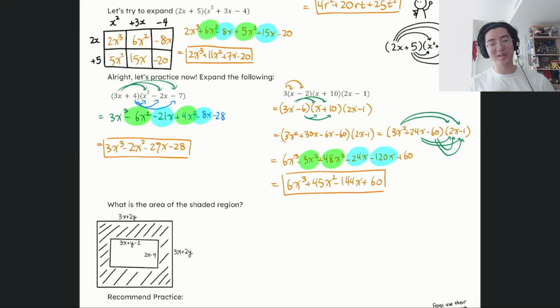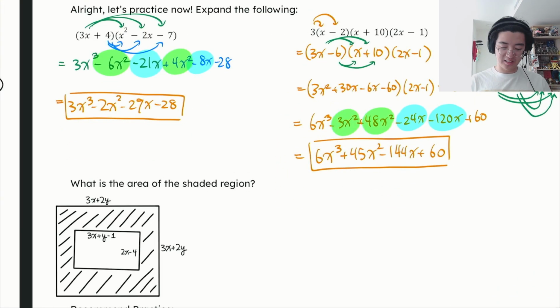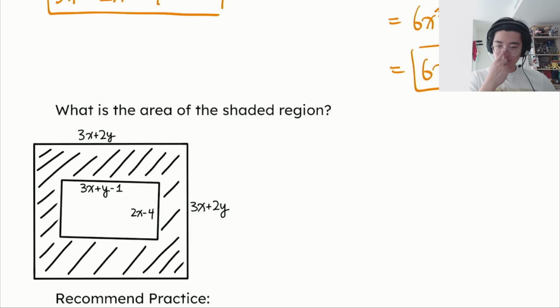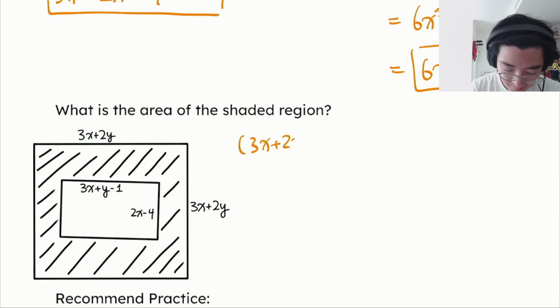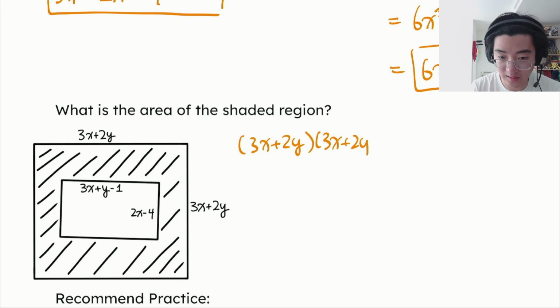Okay, now let's do more. What's the area of the shaded region? Alright, so here, to find the area of the shaded region, we can find the area of the big one, and then subtract it by the area of the small one. So the area of the big one is 3x plus 2y times 3x plus 2y.